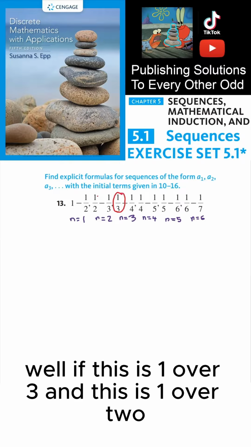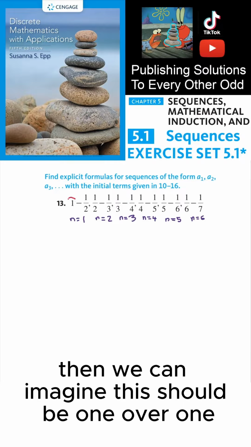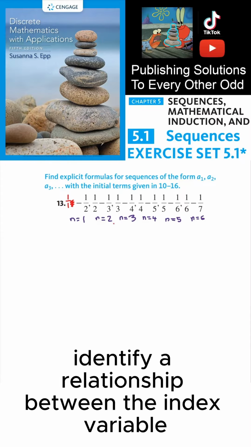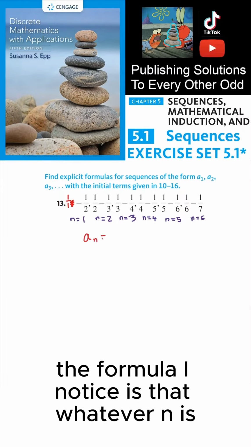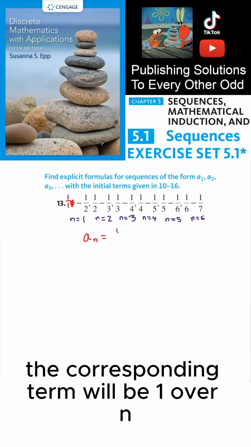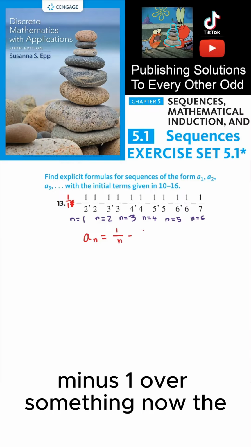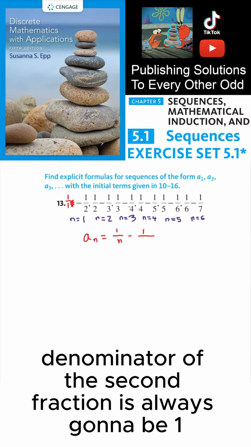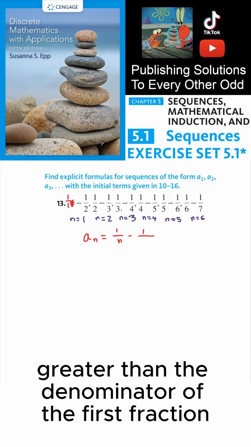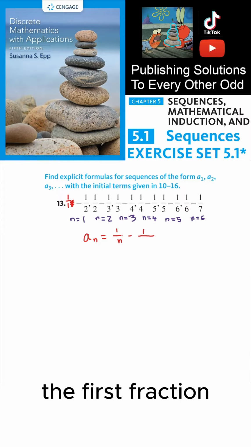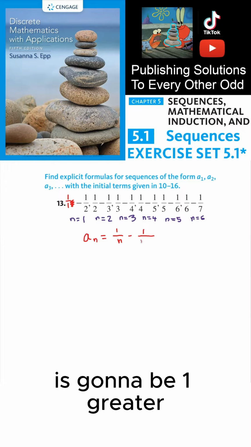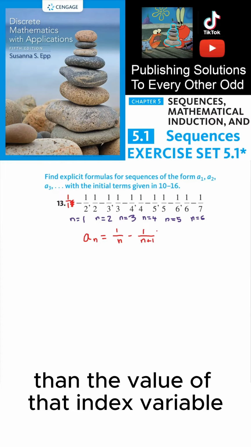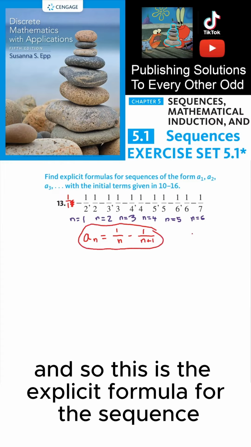Well, if this is 1 over 3 and this is 1 over 2, then we can imagine this should be 1 over 1. And now we can more easily identify a relationship between the index variable and the actual term. The formula I notice is that whatever n is, the corresponding term will be 1 over n minus 1 over something. Now, the denominator of the second fraction is always going to be 1 greater than the denominator of the first fraction. And if the denominator of the first fraction is whatever the index variable is, then the denominator of the second fraction is going to be 1 greater than the value of that index variable. And so this is the explicit formula for this sequence.